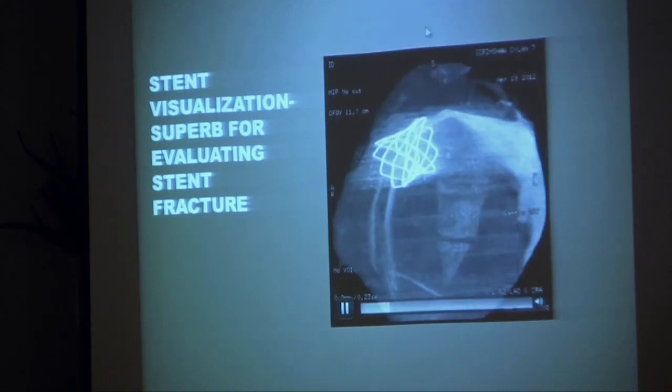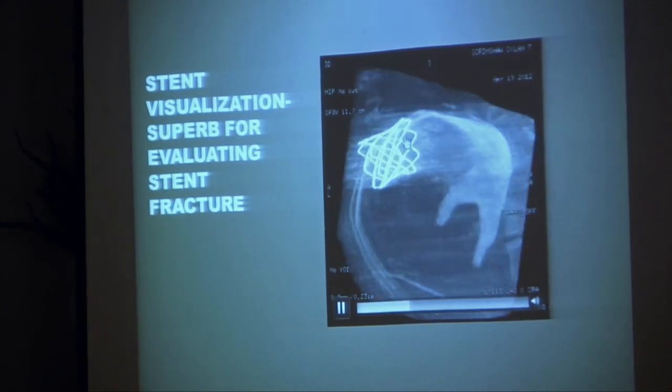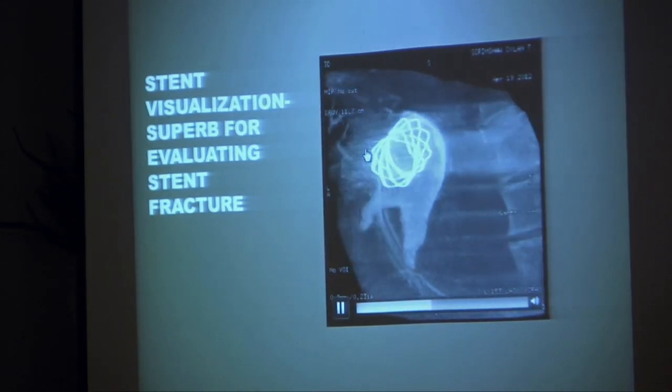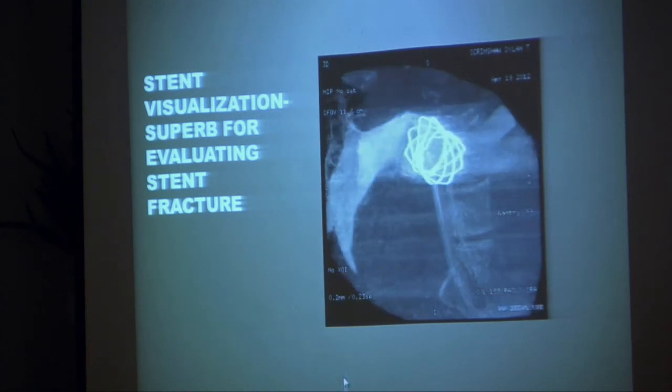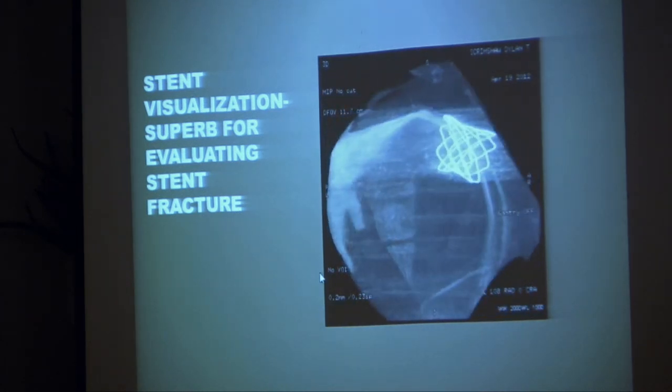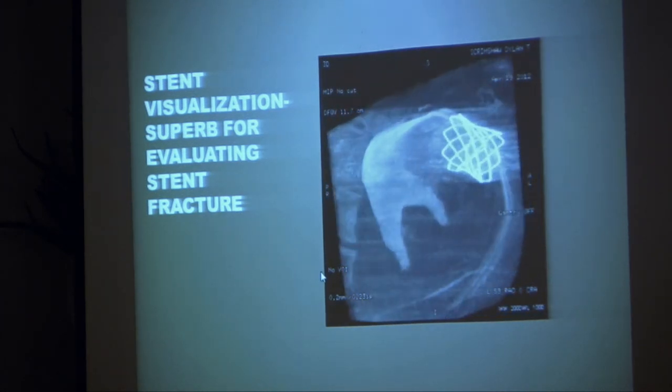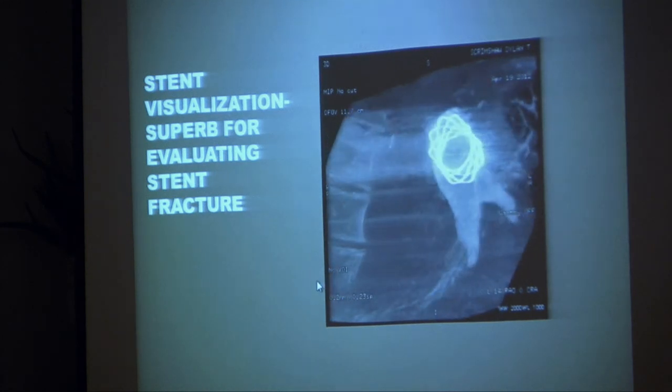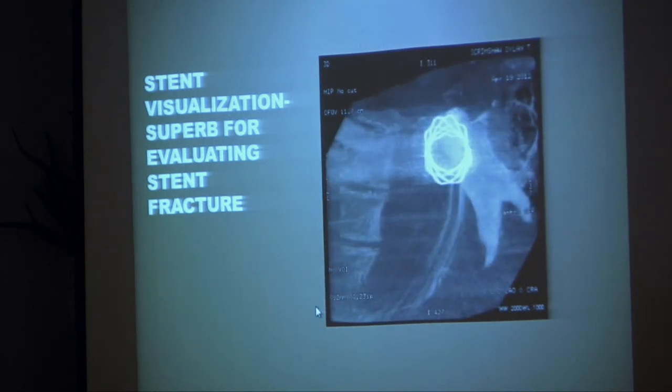Then we can use this sort of MIP imaging to look at the integrity of the stent. Stent fractures can occur in a large percentage of these patients, if you're putting these into homografts, if they're calcified, if the homografts are right behind the sternum and compressed and elliptical.